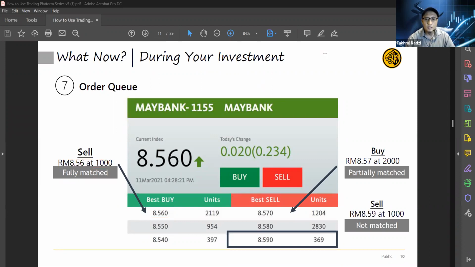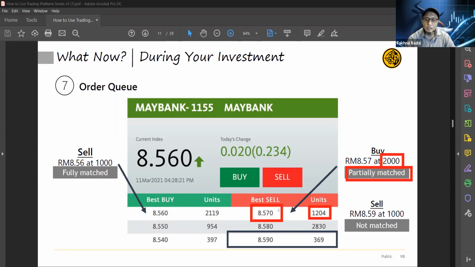And then let's check this one. If you want to buy 8 ringgit 50 cent at 2,000 units, you only match partially, because the seller only has 1,200 units, but actually you key in 2,000 units. There is a ready seller to sell to you, and you key in to buy at 8 ringgit 57 cent.